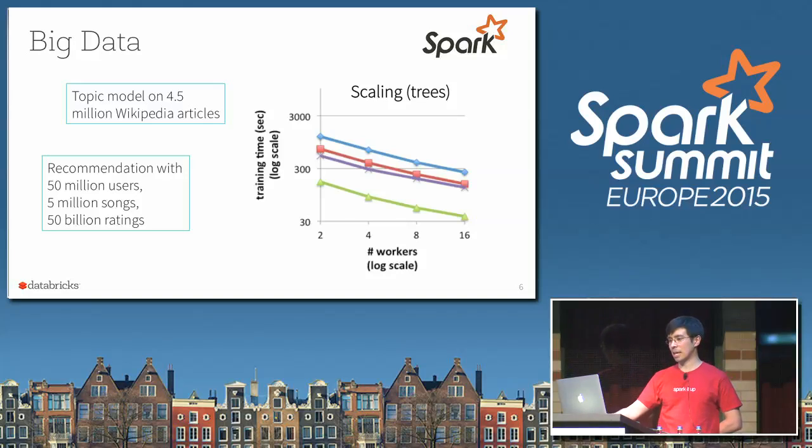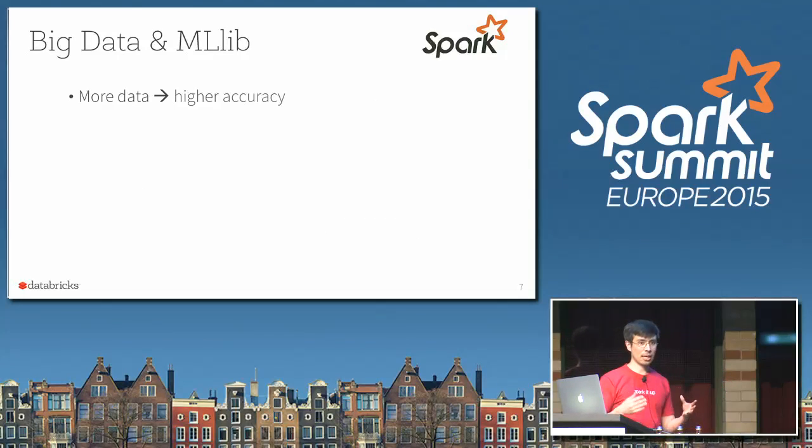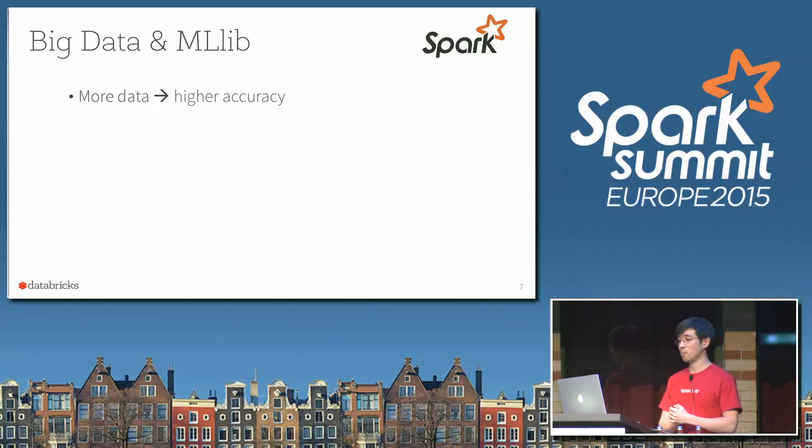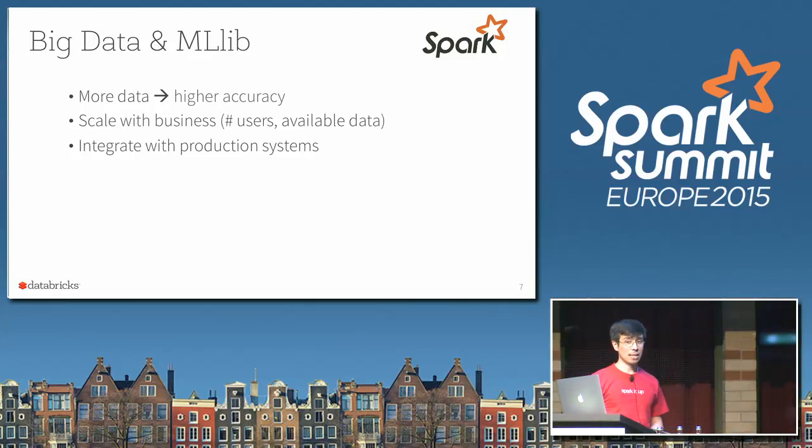But right, in addition to scaling, part of what people are looking for with big data is the assumption that with more data, you can get higher accuracy, either just from the data itself or from being able to train more complex models. It's also important to think about big data in terms of scaling your business. As your business grows, you have more users, you may have more data sources available, and you need to be able to scale your workloads, ideally not having to constantly retool. It's also really important to be able to integrate with production systems, and things like Spark sort of provide that already. A lot of integrations with existing databases and so on.